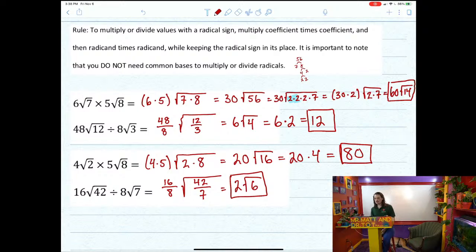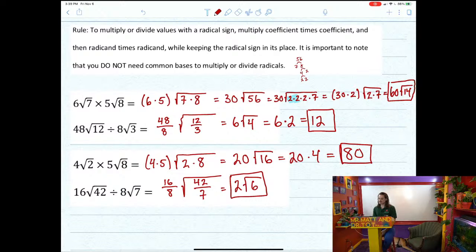The third one, we have 4 root 2 times 5 root 8. So again, 4 times 5 is going to be 20. 2 times 8, or root 2 times root 8, I should say, is going to be root 16. The square root of 16 does evaluate into 4 because 16 is a perfect square. So we end up with 20 times 4, which is 80.